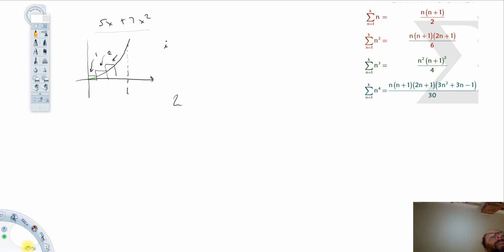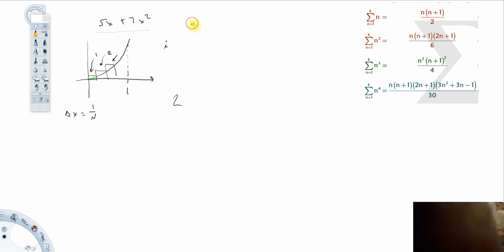All right, let's talk about the widths. The widths, those are delta x's, and those are always equal to the total distance, which is 1, over how many rectangles. And we're just going to leave that varying. So if we say we're going to break this into n rectangles, the width, the delta x, would be 1 over n.